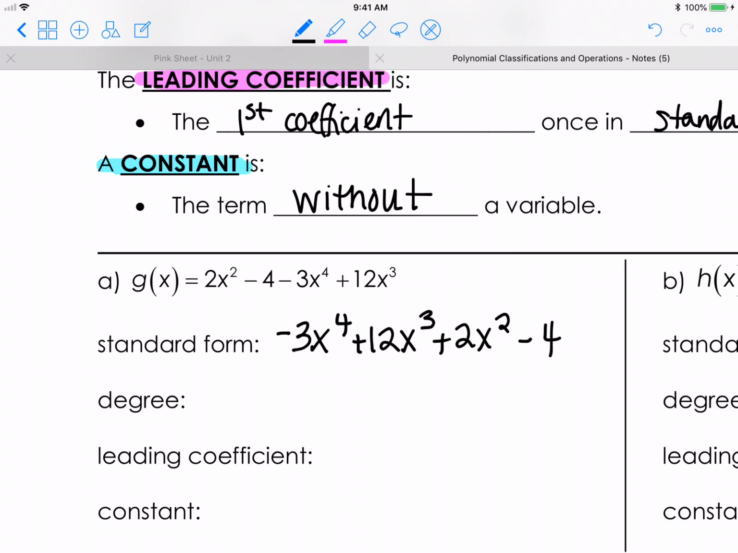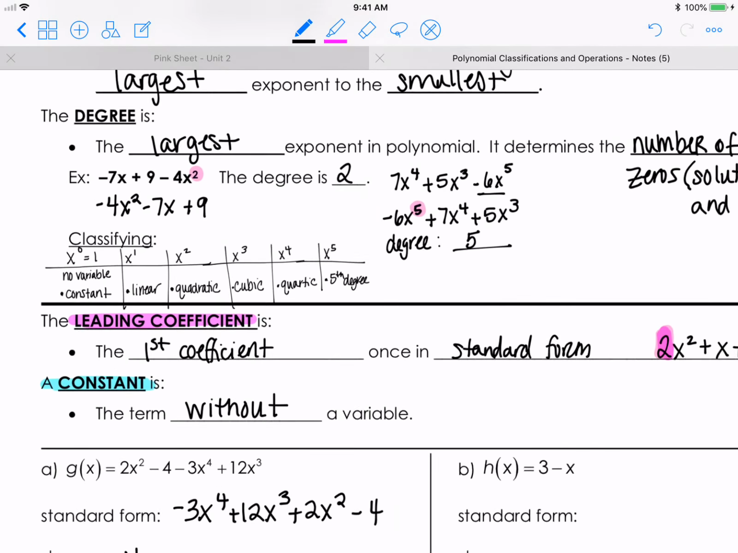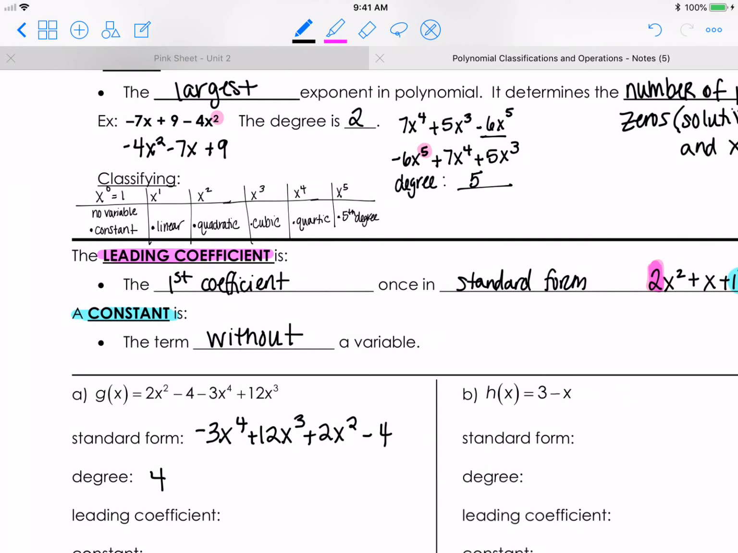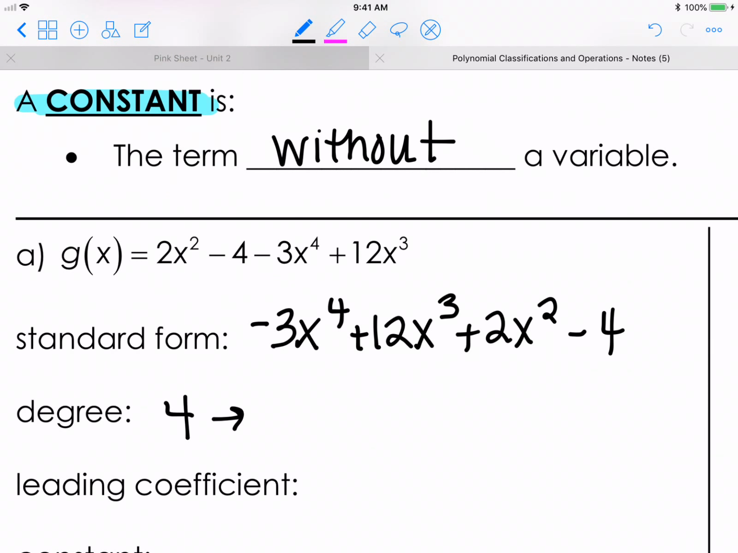So now, think about degree. What is your highest degree here? Well, your highest degree would be 4. And what do we call a degree of 4? Well, remember this chart that we did over here? What's x to the 4th? It's called a quartic. So think quartic.